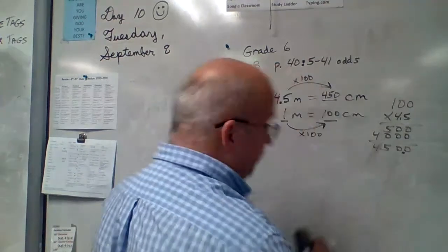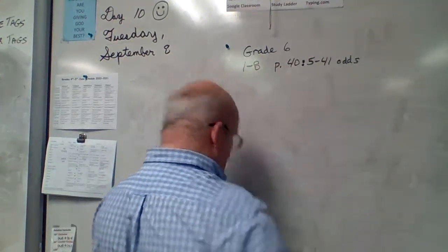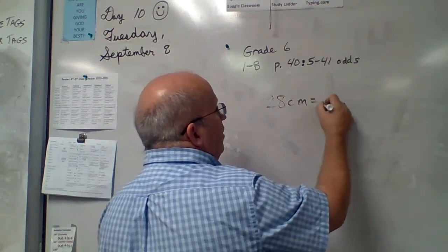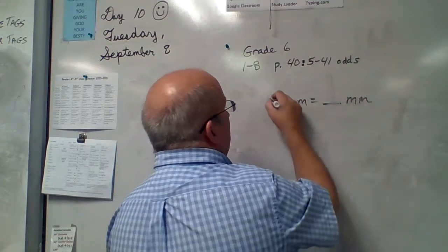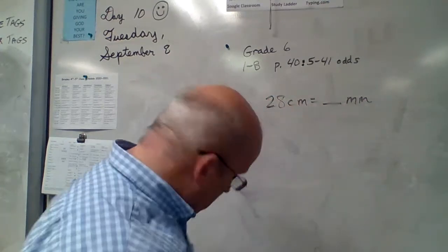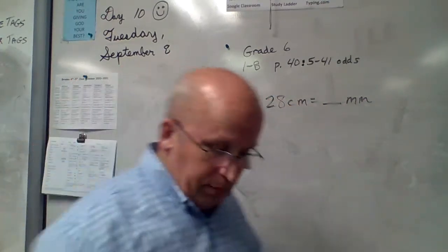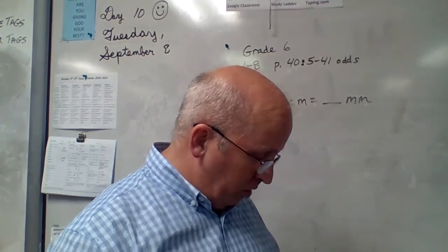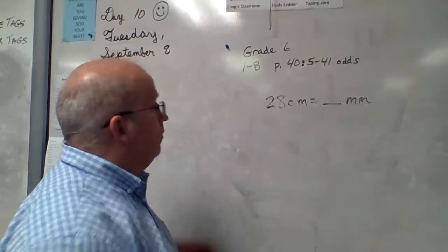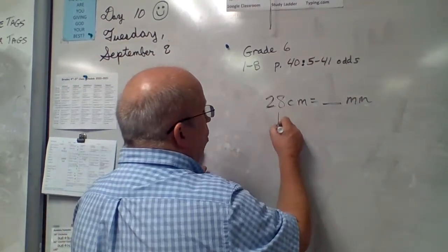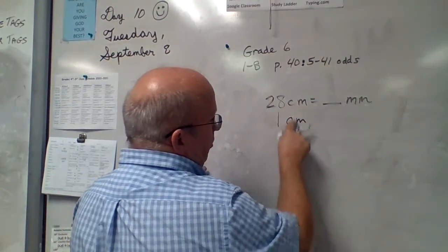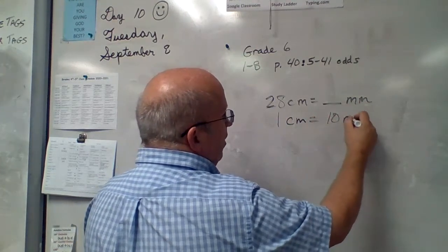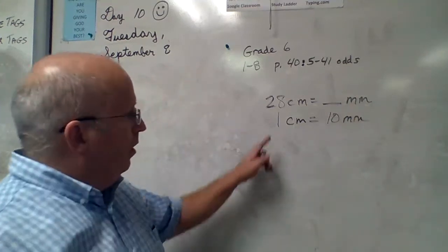Let's try another one. What if I have 28 centimeters and I want to turn that into an amount of millimeters? 28 centimeters. How many millimeters is that? Well, look at the purple table. Find a relationship between centimeters and millimeters. I found one. It says that 1 centimeter, notice I'm putting centimeters over centimeters and millimeters over millimeters, equals 10 millimeters.